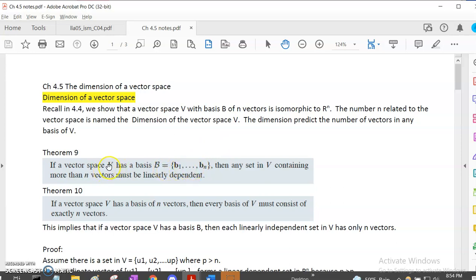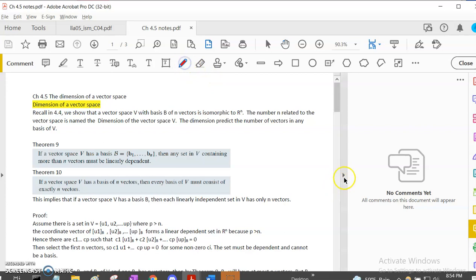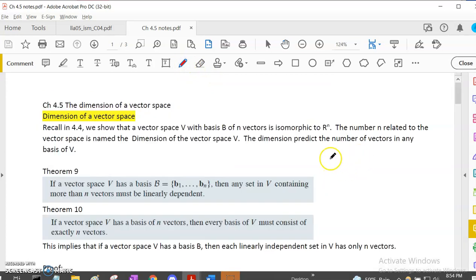So for example, I have a vector space. It has one basis B of B1 to Bn. So this basis would be isomorphic to Rn. So our question would be, can I find another basis which has a different number of vectors, also independent and isomorphic to another Rm, like Rp or something? So this is the question that we are asking. Is dimension, the number of vectors in a basis, always a fixed number? Because they are isomorphic to something, right?